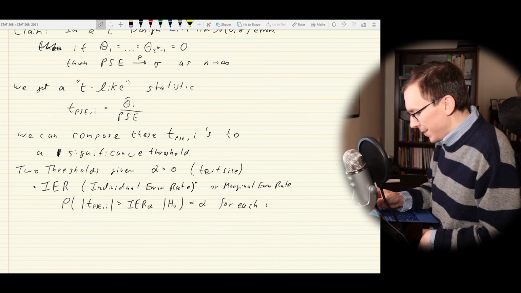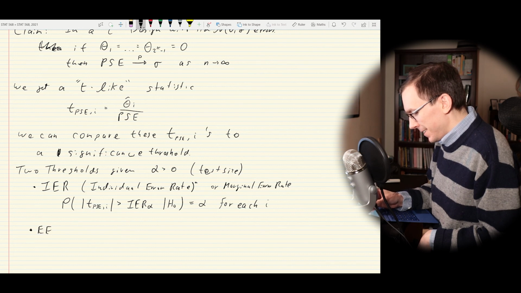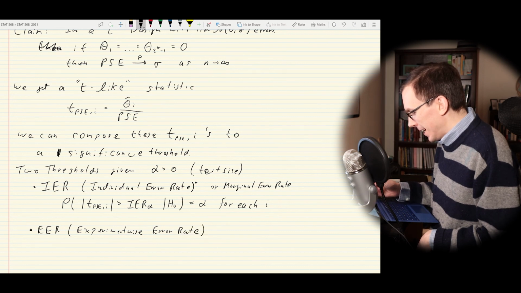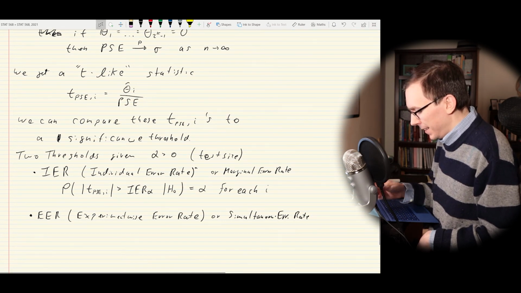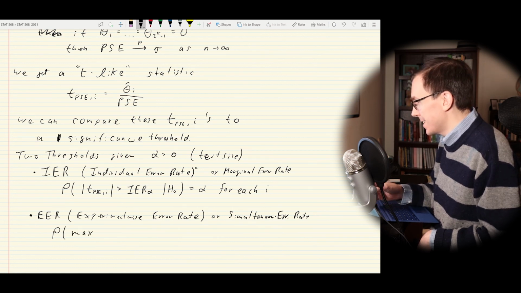So in contrast, we can also compute an EER, which is an experiment-wise error rate, or sometimes it's called simultaneous error rate. And this is kind of exactly what you think it would be. It's looking at the maximum. It's looking at all of the t statistics at once.